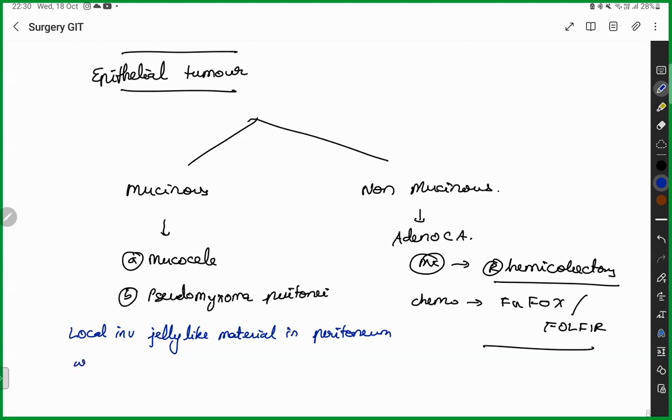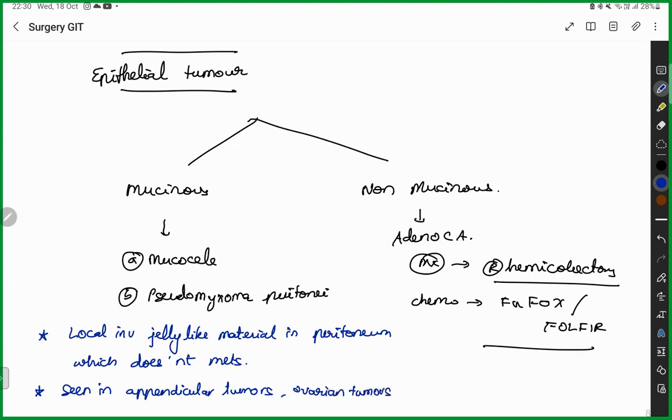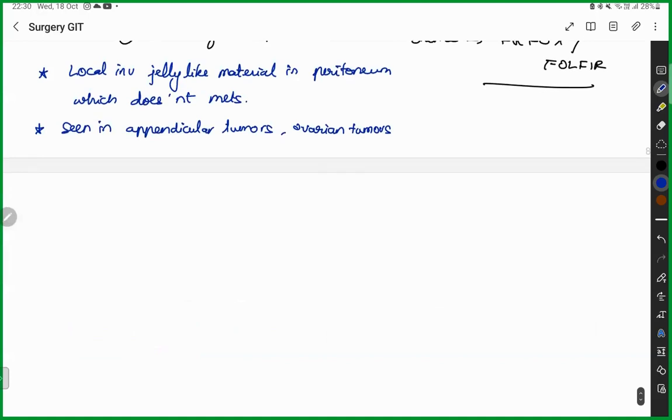Okay, which does not metastasize. It is not going to metastasize. It is going to be seen in appendicular tumors and ovarian tumors. It is seen in the appendicular tumors, it is going to be seen in the ovarian tumors. This is going to be again seen in the peritoneal tumors, any peritoneal tumor.